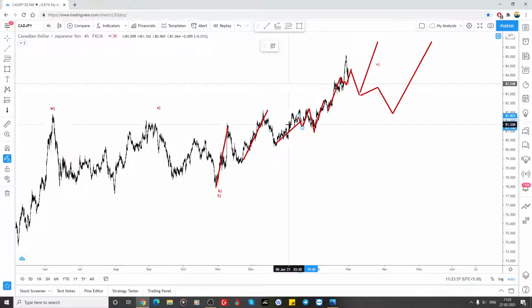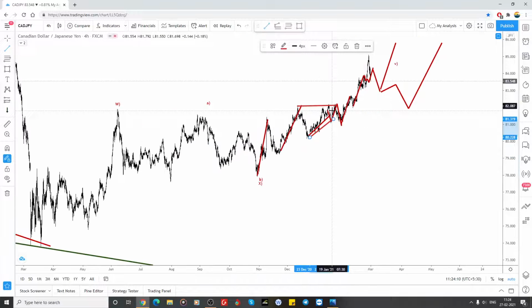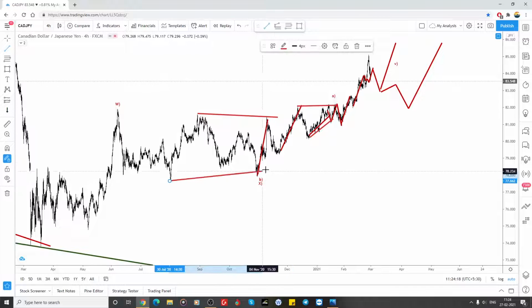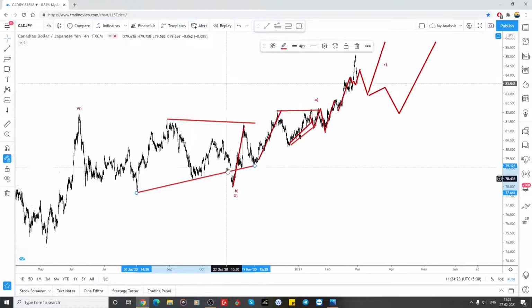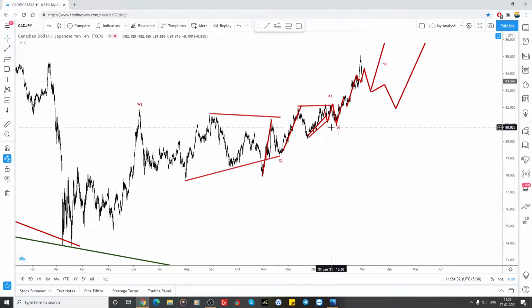Yes. So from here it could be an A. So this is the B. C is 1, 2, 3, 4, 5. So it's already completed. So now this A becomes here. So this is a triangle, because it's not yet broken. So this is A, B, C, D, and E. So this X is here, A is here, B is here, and Y has completed.